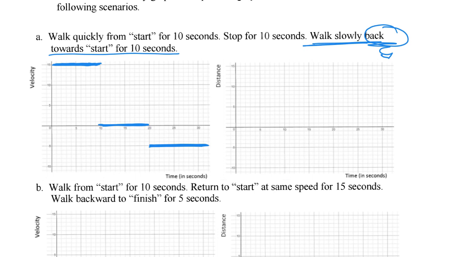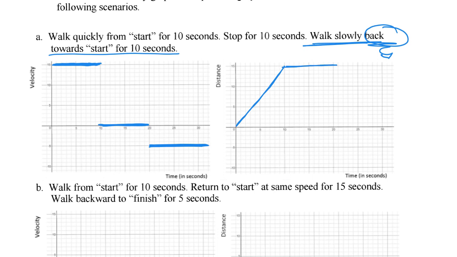So for the first 10 seconds, you're walking quickly, so it would be a steeper line compared to the one from 20 to 30. When you're looking at the steeper line from 0 to 10 seconds, because you're walking quickly and moving forward, it would be a positive slope. But when you're walking backwards, it would be a negative slope. So here, I'll pick this one as my slope. So I have a steeper line, and then I'm stopping for 10 seconds.